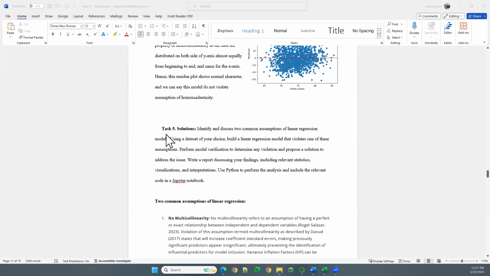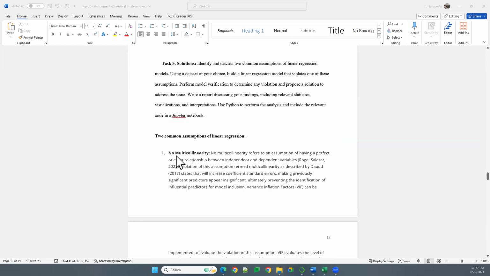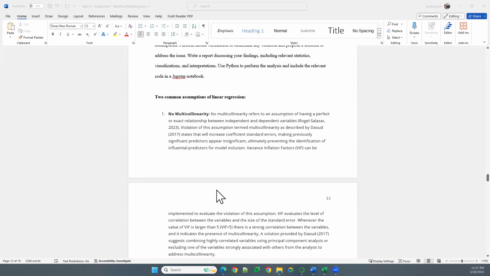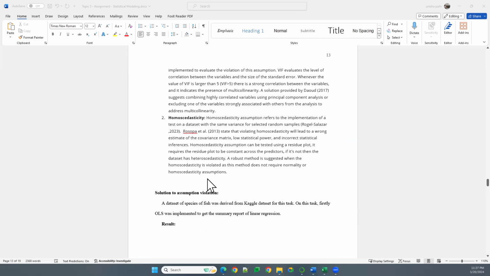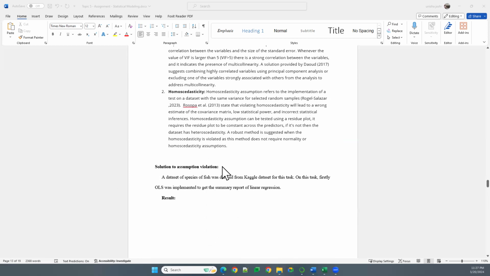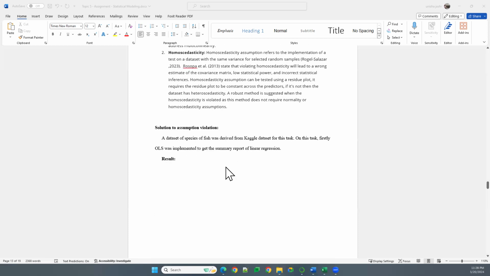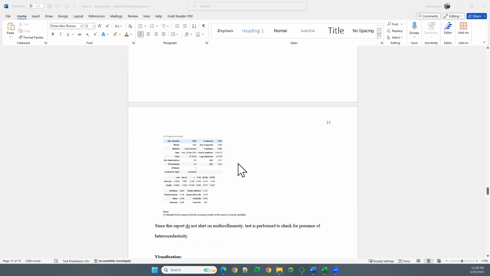And for task number 5, solution for two common assumptions of linear regression. Firstly, I have explained about the two linear assumptions. And then for a solution to the assumption violation, I used another data set that might be more effective for this task. So I downloaded a data set with species of fish from Kaggle, and I got an output like this on this data set.